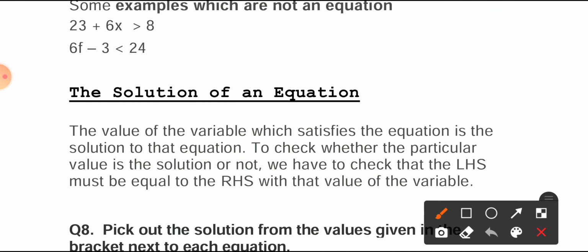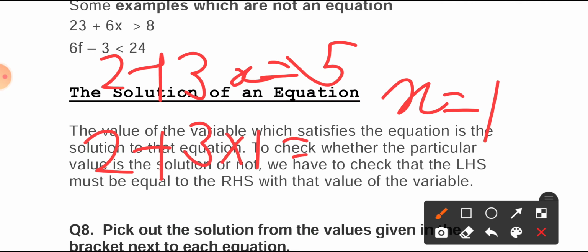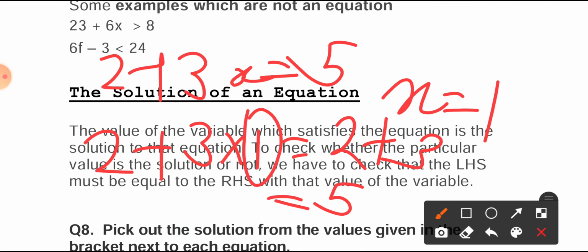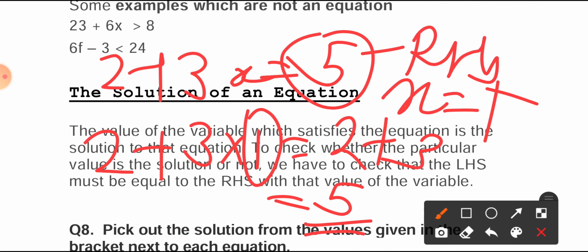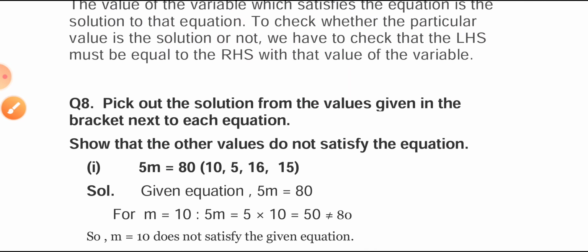For example 2 + 3x = 5. If we put in place of x = 1, so 2 + 3 × 1, 2 + 3 = 5. So if we put x = 1, अगर हम x की जगह 1 रखेंगे तो हमें 5 मिल जाएगा, और वो RHS के बराबर है. इसका मतलब x = 1 is the solution of the given equation. Let us understand by some questions. हम इसे क्वेश्चंस के द्वारा समझते हैं.